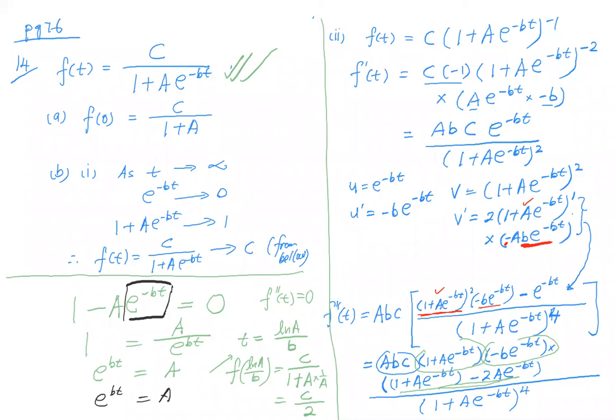Miss Do, in the green part, on this page, the 1 minus A e to the power of BT equals to 0. Why does it equal 0 for that part? Oh, because I want to find the inflection point. F prime t equal to 0, f double prime t equal to 0. Oh, okay, because all these cannot be 0.